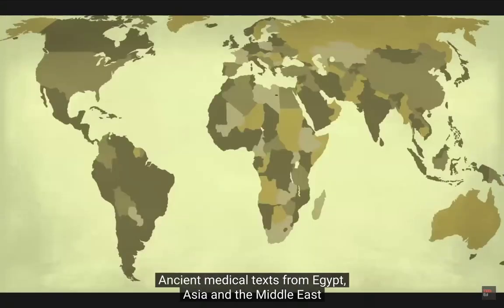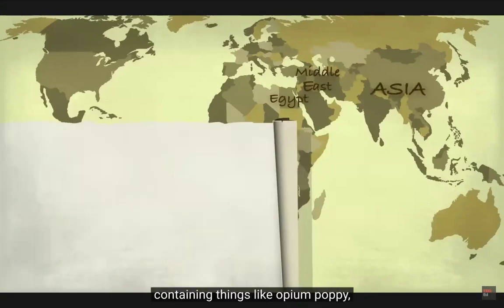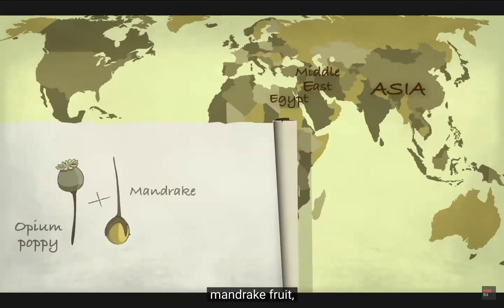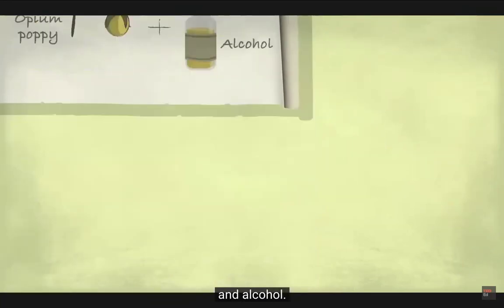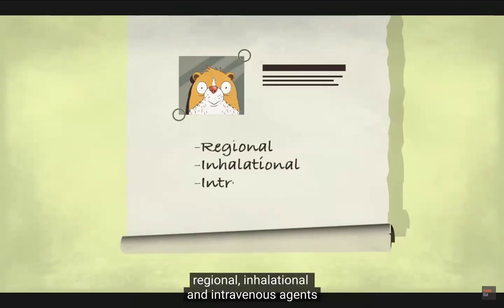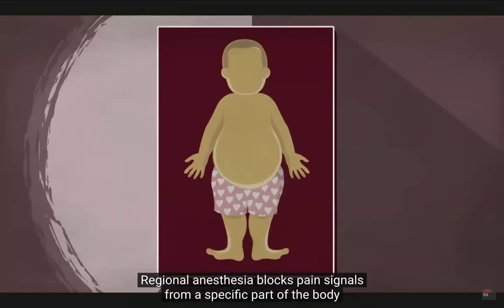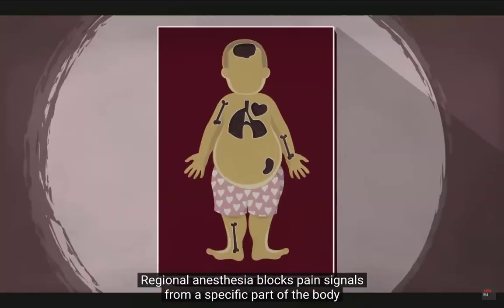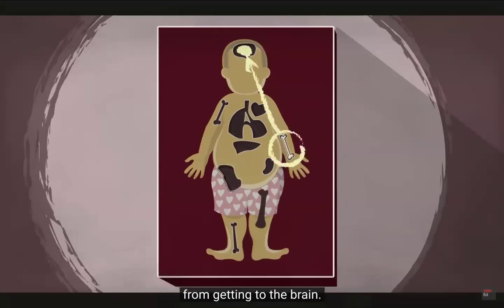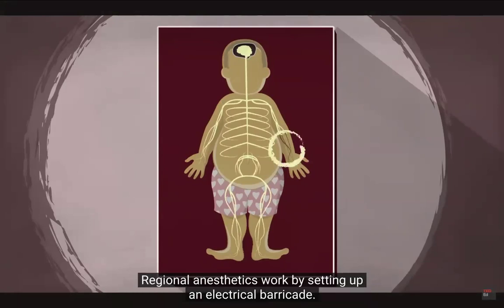Ancient medical texts from Egypt, Asia, and the Middle East all describe early anesthetics containing things like opium poppy, mandrake fruit, and alcohol. Today, anesthesiologists often combine regional, inhalational, and intravenous agents to get the right balance for a surgery. Regional anesthesia blocks pain signals from a specific part of the body from getting to the brain. Pain and other messages travel through the nervous system as electrical impulses. Regional anesthetics work by setting up an electrical barricade.